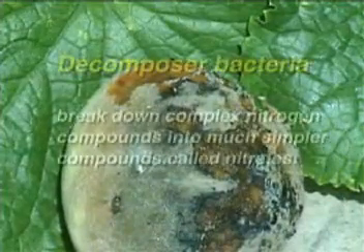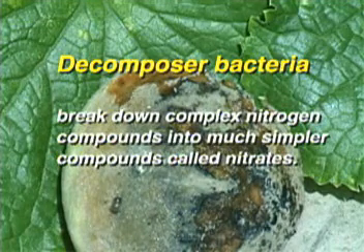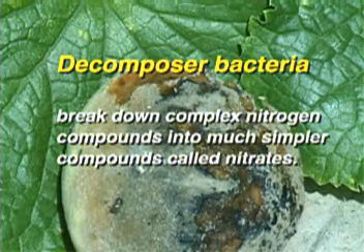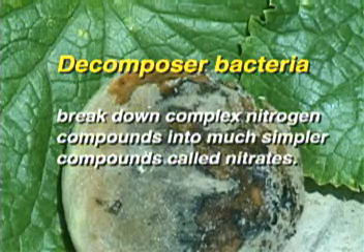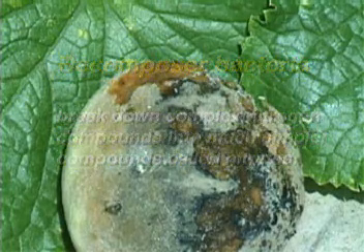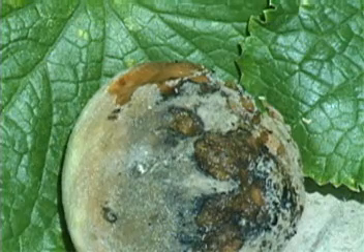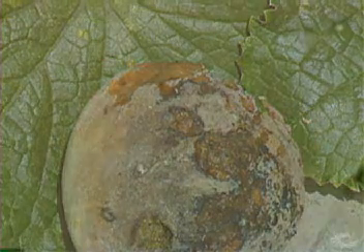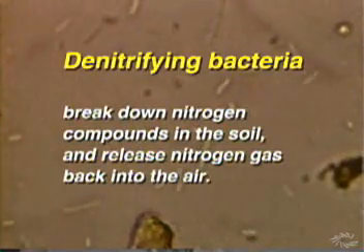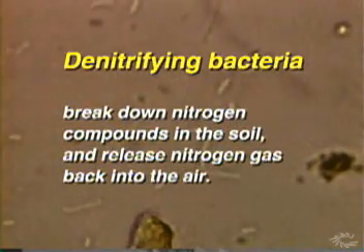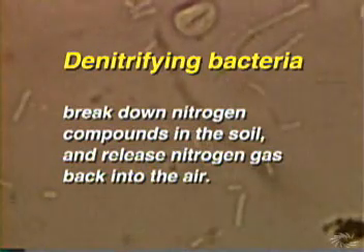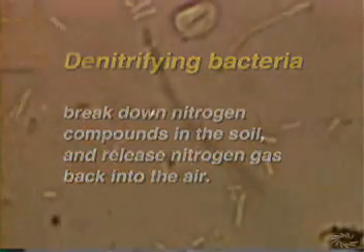And during the process of decay, decomposer bacteria break down complex nitrogen compounds into much simpler compounds called nitrates that are easily absorbed by plants. The final link in the nitrogen cycle is forged when another class of bacteria, called denitrifying bacteria, break down nitrogen compounds in the soil and release nitrogen gas back into the air.